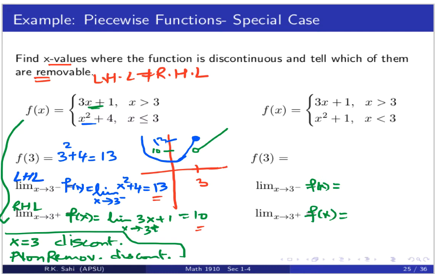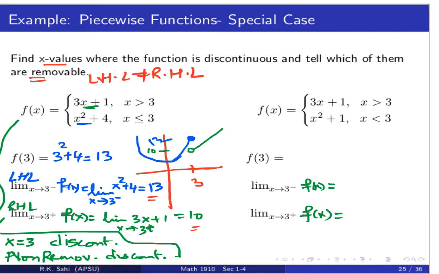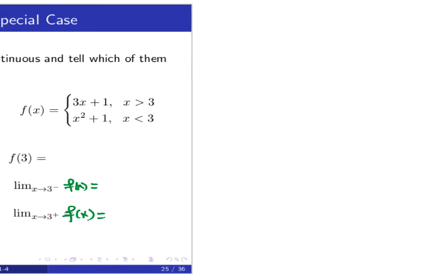Okay, now let's look at the next case. We are again given a piecewise function where the function f(x) is 3x plus 1 when x is strictly greater than 3 and x squared plus 1 when x is strictly less than 3. Okay, in this case, what is the value of the function at 3? When you look at this piecewise function, I do not see in the very last column an equal to sign. So that is an indication that f of 3 is undefined. That's the meaning of it, guys.